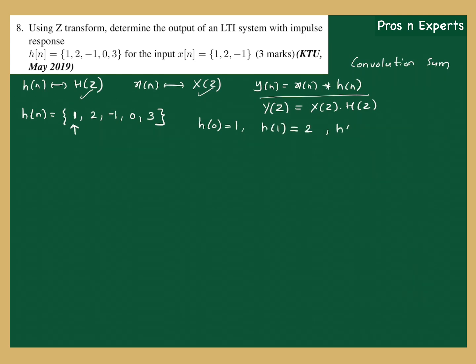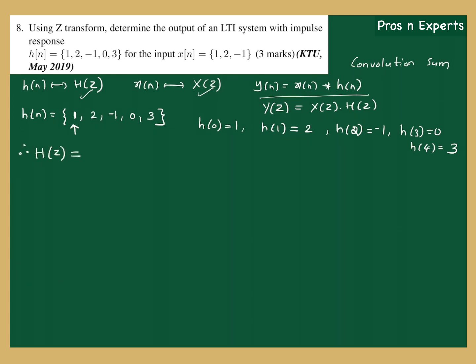Okay, h of 2 equal to minus 1, h of 3 equal to 0, and h of 4 equal to 3. And that's very clear. Similarly, from this data we can find out H(z).